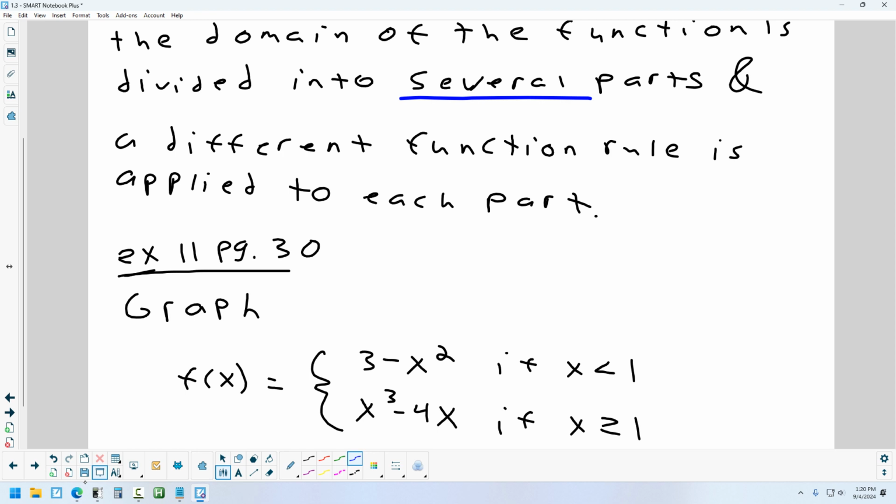If you have a number that is smaller than 1, and you're asked to plug it in, you might say, well, wait, I've got 2 different formulas. Which one do I use? It tells you right here.